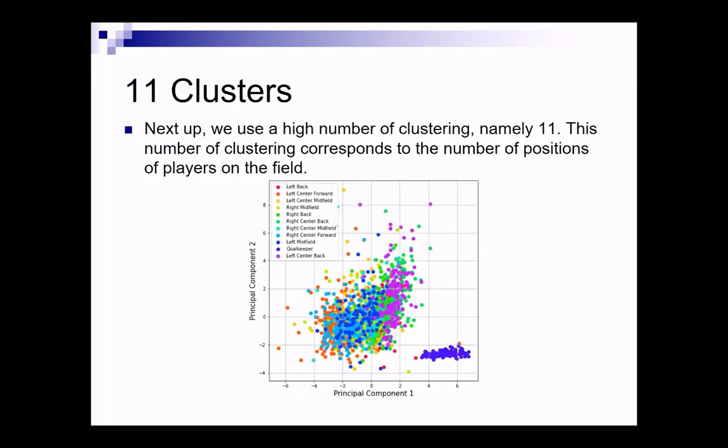Next up, we use a higher number of clusters, which is 11. This number of clusters corresponds to the number of positions of players on the field. We trained the model on the data and again used 30,000 iterations. We visualized the data in 2 dimensions using PCA first, as shown in the figure. We see that there is almost no separable data except for the goalkeeper, which again does have its own cluster.